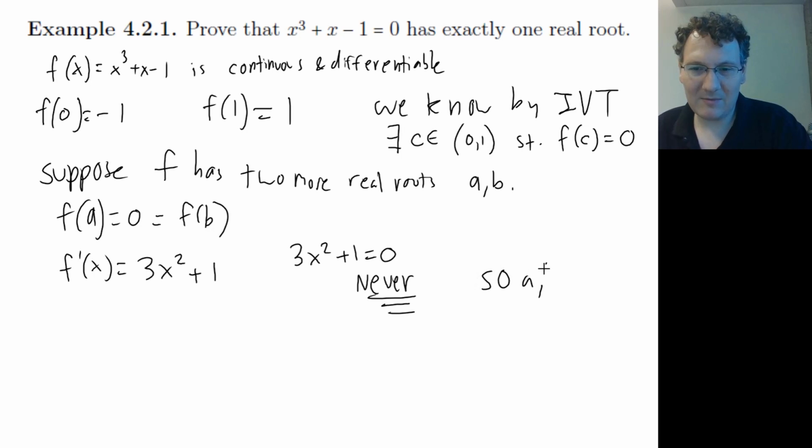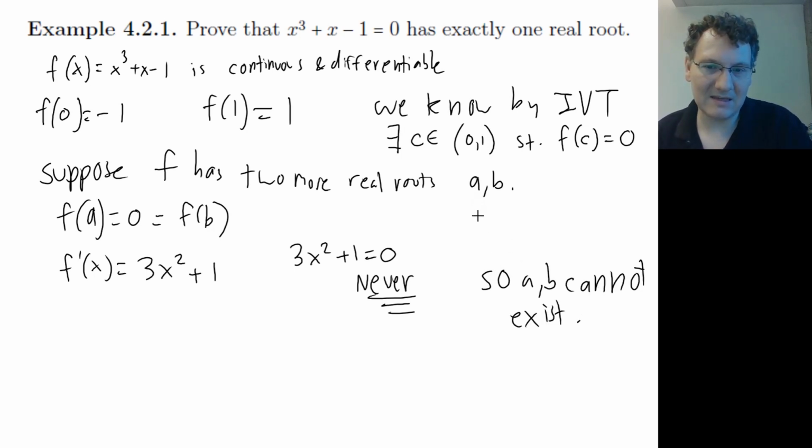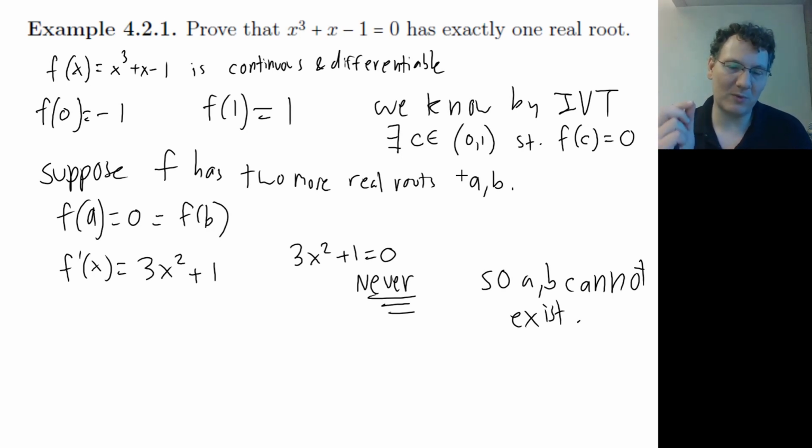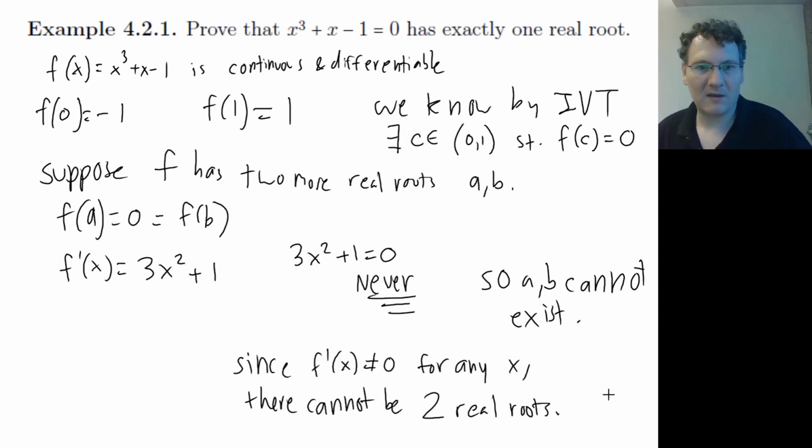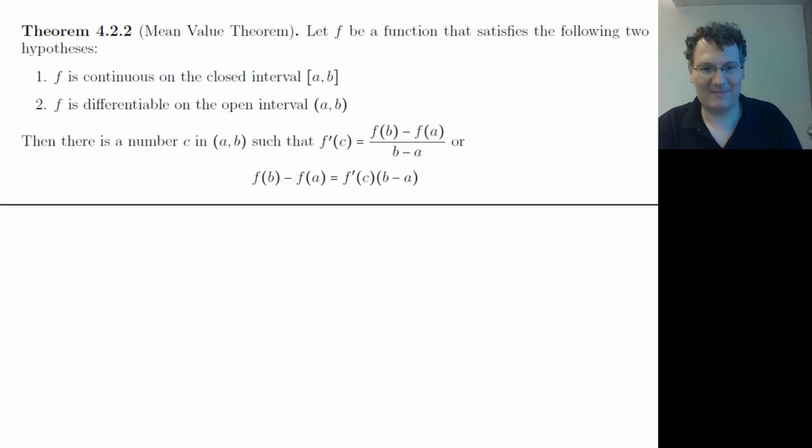So a and b cannot exist, in fact, even a can't exist, because if there was some other root besides the one that we know exists, then there can't be two roots of this, because if there were two roots, then the derivative would be 0 somewhere between them. And the derivative is never 0. So since the derivative is never 0, there cannot be two real roots.